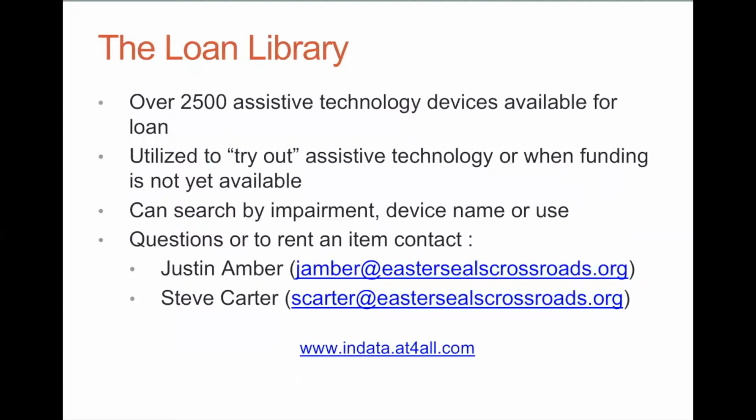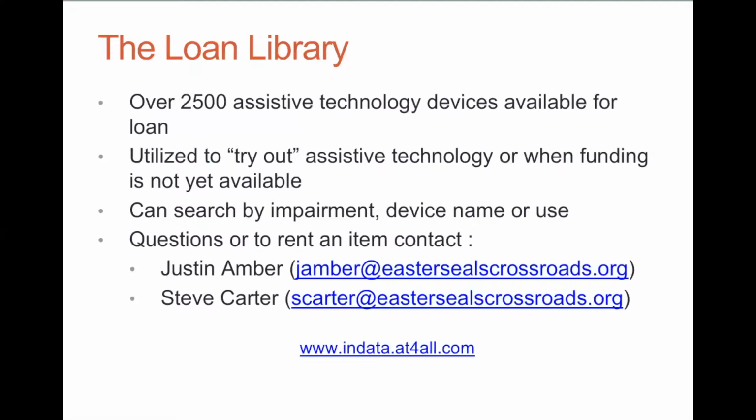And another thing about the loan library is we try to keep everything in stock and get new things. So if you see a new piece of assistive technology that we don't have, let us know. We'd probably love to have it, because if you're looking for it, odds are someone else is as well. And these are utilized to try out assistive technology, or maybe when funding's not yet available for folks. People see things on TV and see how it helps someone, and they really want to try it out and see if it can help them.